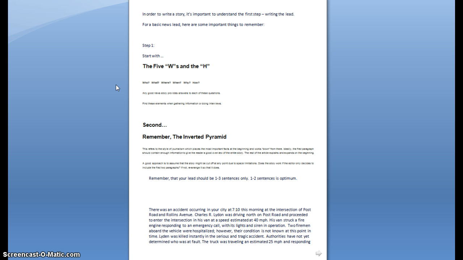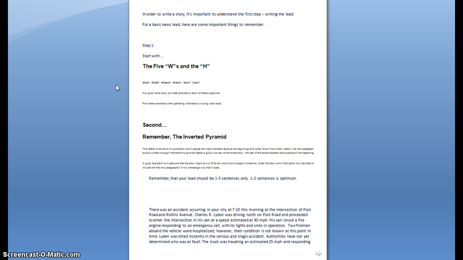Who did it? What happened? Where did it happen? When did it happen? Why did it happen? How did it happen? Find those elements first when you're gathering your information, or when you're doing interviews, make sure that you are answering those questions. The second step is to remember the inverted pyramid.